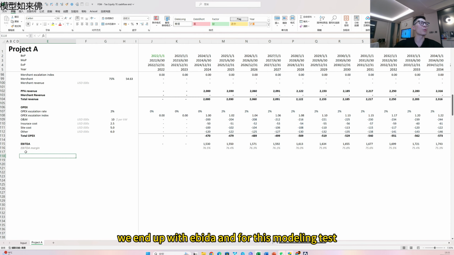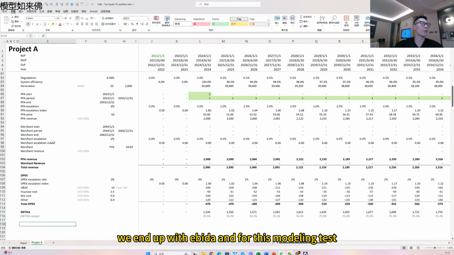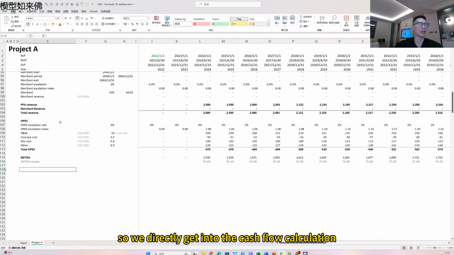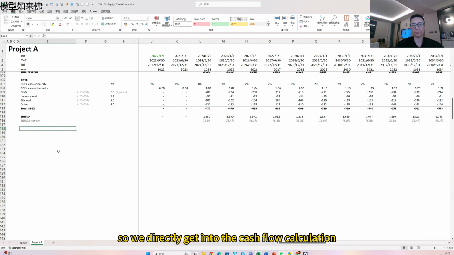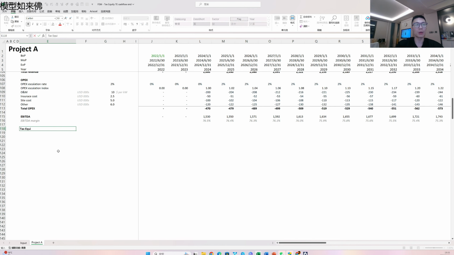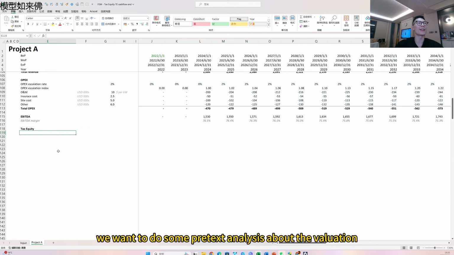So in the last class, we ended up with the EBITDA. And for this modeling task, we don't need to build up the three financial statements. So we directly get into the cash flow calculation and see about the valuation. So we name it as tax equity part. And before that, we want to do some pre-tax analysis about the valuation, see what would be the original cake for this project. So that is in terms of the project IRR.